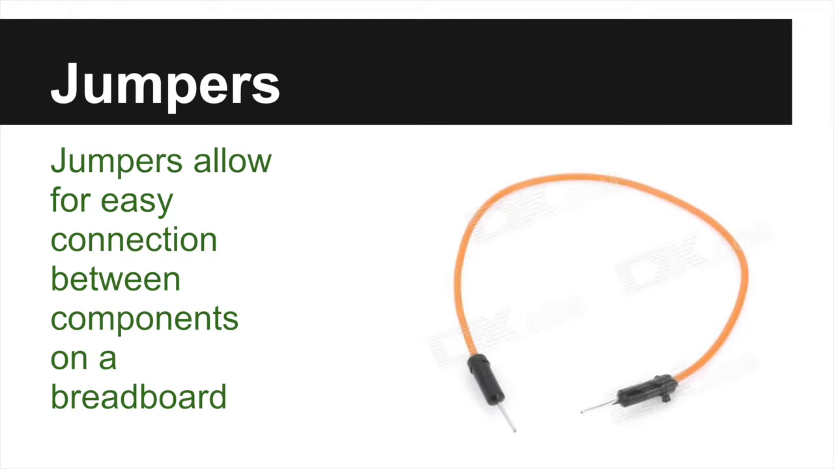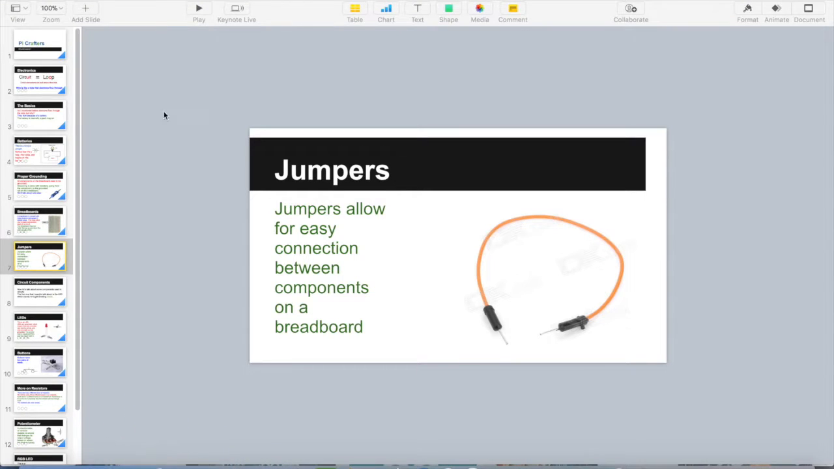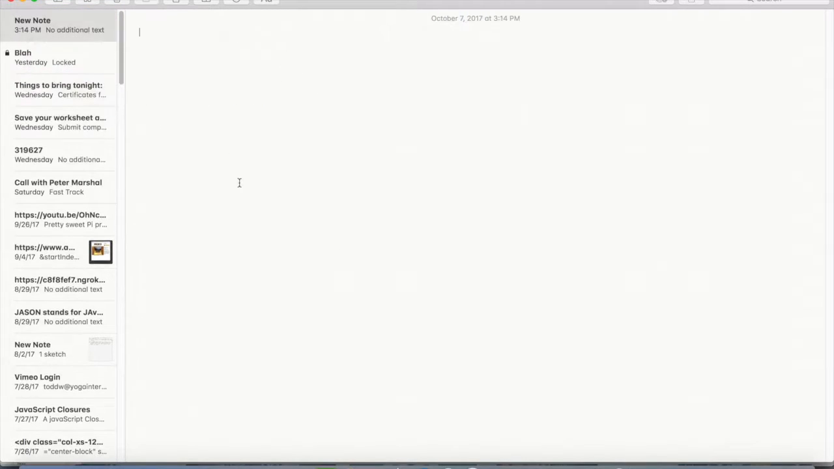Okay, so now we're going to talk about something that is actually very, very important. We have what's called jumpers. Now jumpers may seem pretty simple at first. They are wires that allow for easy connection between components on a breadboard. Well, they're actually not that simple. And let me hopefully stress this by, give me a quick second if this loads. Here we go, good. Let me write a new note.